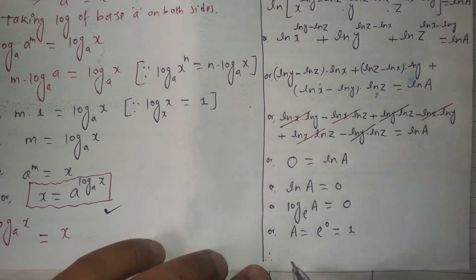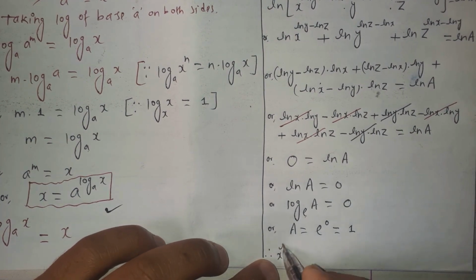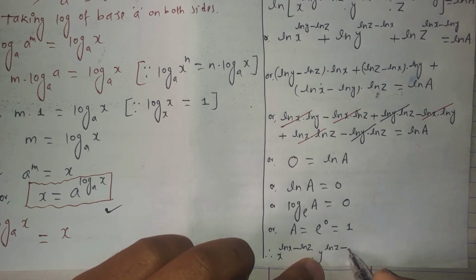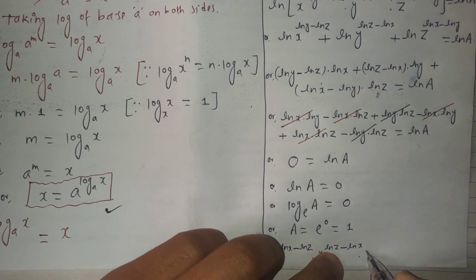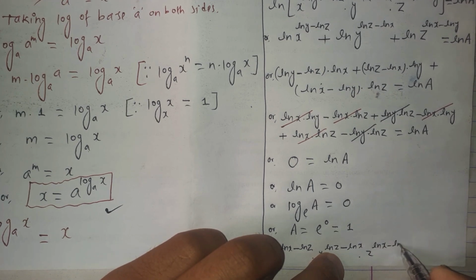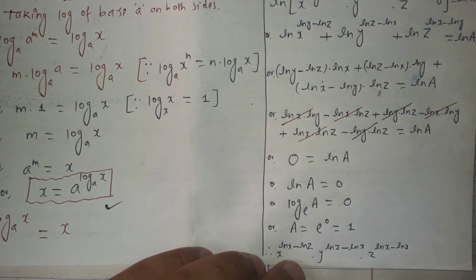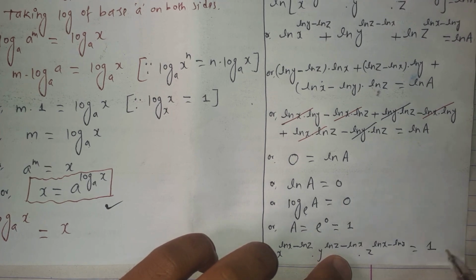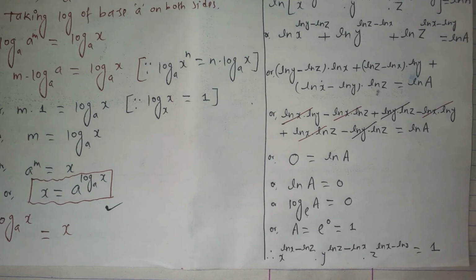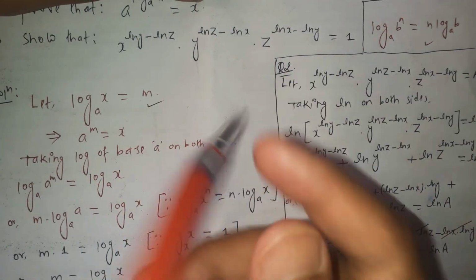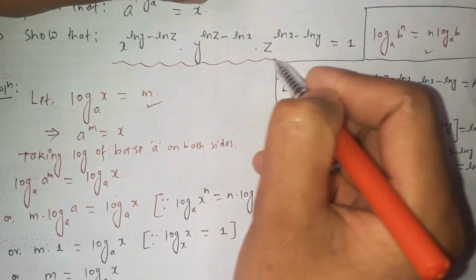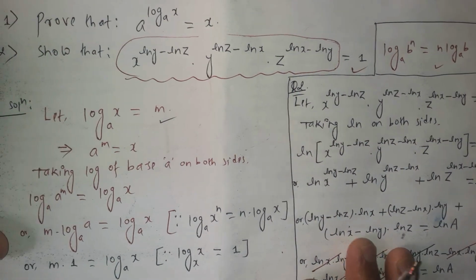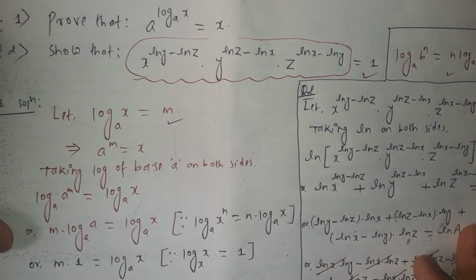So our expression, x raised to the power (ln y minus ln z), y raised to the power (ln z minus ln x), z raised to the power (ln x minus ln y), this is the question, was supposed to have the value a, and the value of a is obtained as 1. So finally we proved that the product of these numbers is 1, by using the properties of the logarithm.